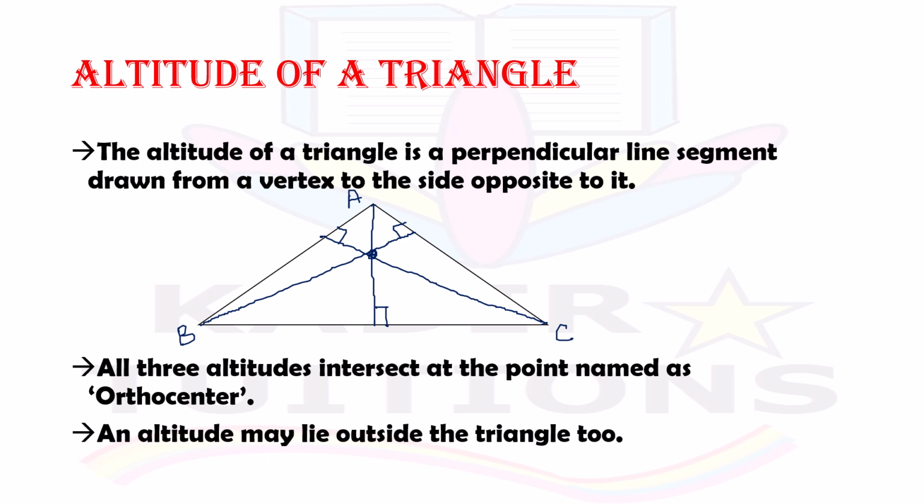So maybe I have a triangle like this. Just consider an obtuse angle triangle. From here, if I need to draw a perpendicular line, I have to draw it like this, right? So it is obviously lying outside the triangle. That's the reason I have mentioned this point for both median and altitude. The median never lies outside the triangle, but the altitude may sometimes lie outside the triangle too.